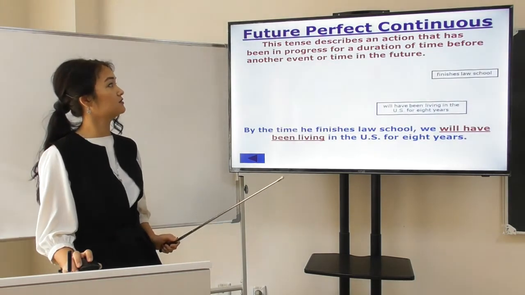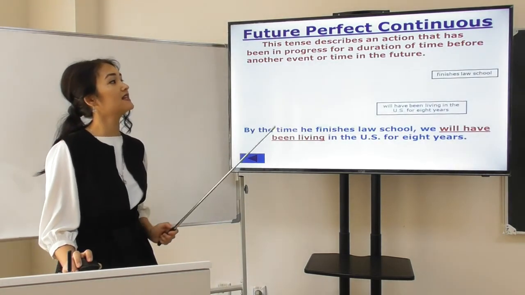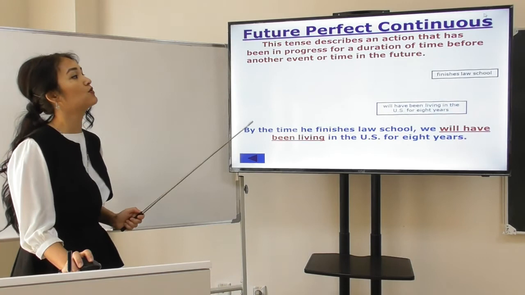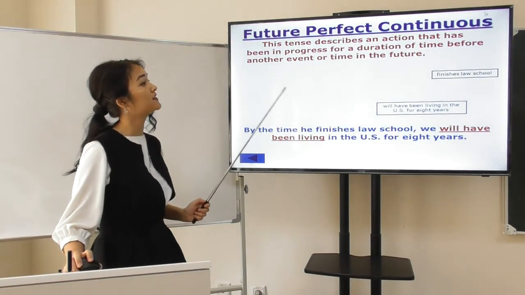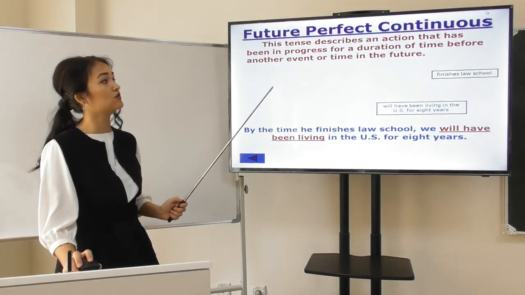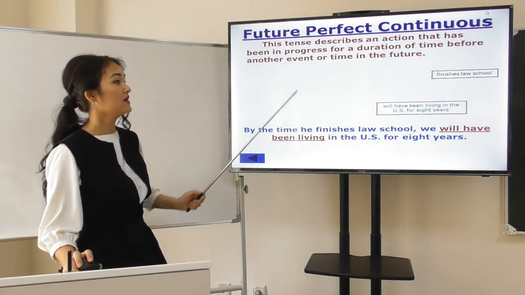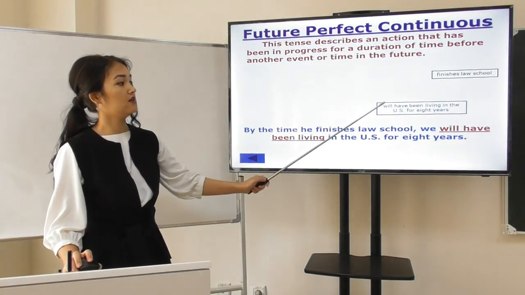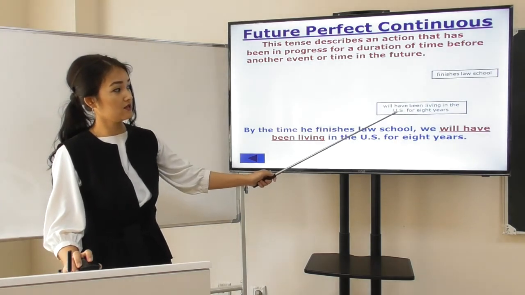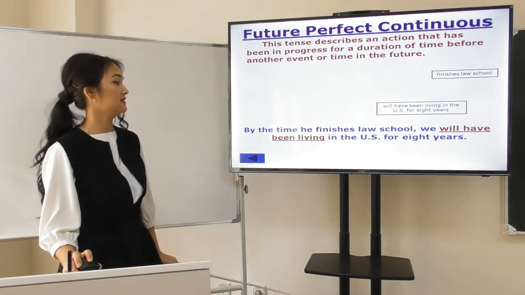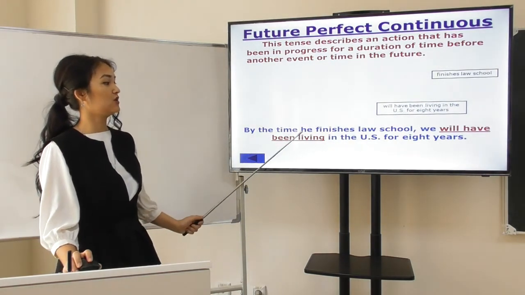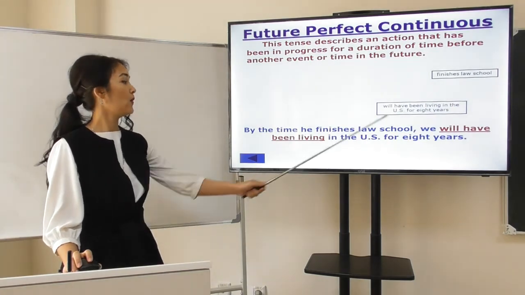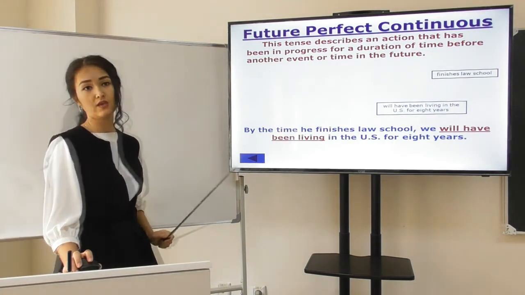Future perfect continuous. This tense describes an action that has been in progress for a duration of time before another event or time in the future. We'll have been living in the US for 8 years by the time she finishes law school. We'll have been living.